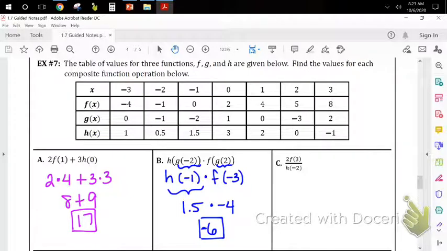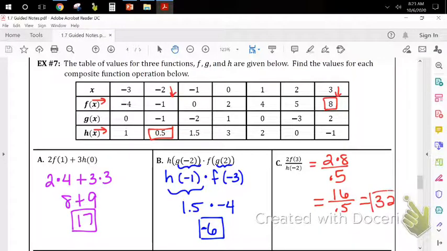And then C, we're going to take 2 times f of 3 over h of negative 2. So in our numerator, we got 2 times f of 3, so go f of positive 3, which we can see is 8, over h of negative 2, which is 0.5. So we have 2 times 8, which is 16, divided by 0.5, which is 32.